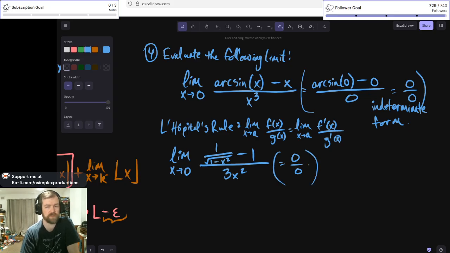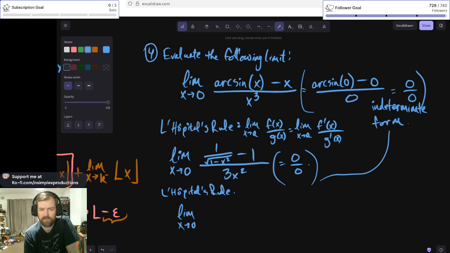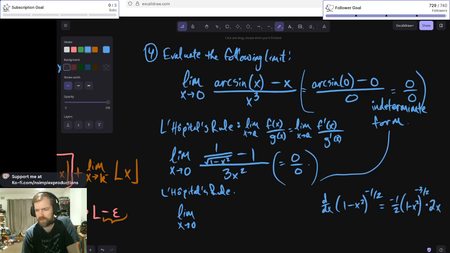Okay, so this is still going to be 0 over 0, so it's still indeterminate. So we could still use L'Hopital's rule again. Right, so limit x goes to 0 of. Now this is 1 minus x squared, parentheses, raised to the negative 1/2. So when we take the derivative of this, d dx, we're going to get a negative 1/2 times 1 minus x squared raised to the negative 3/2 times 2x, negative 2x.